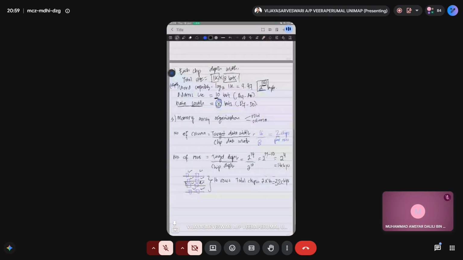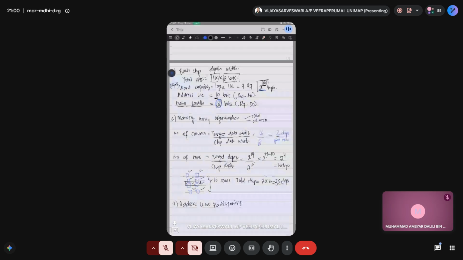Okay, so now let's go to the next step. After number 3, you already found the number of rows and the number of columns. So now we have to do the partitions. Okay, number 4, address line partitioning. For the address line partitioning, we want to see that.